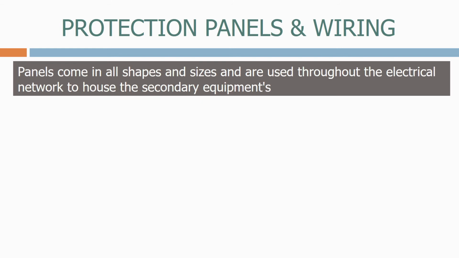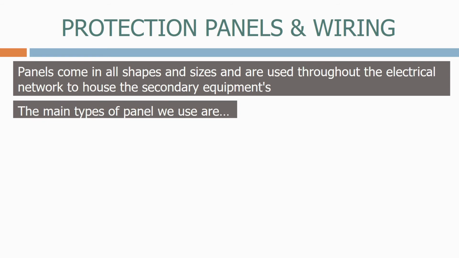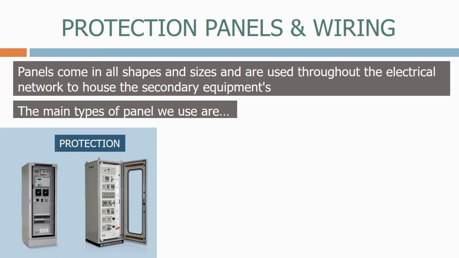Panels come in all shapes and sizes and are used throughout the electrical network to house the secondary equipment. The main types of panel we use are protection panels. These house all the main protection relays and systems that detect faults and keep the network operating safely.